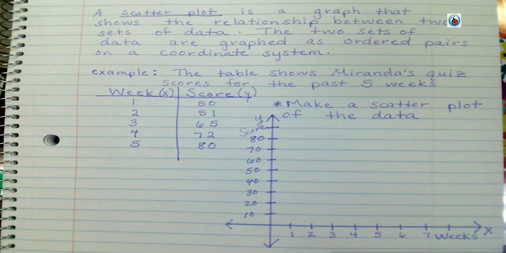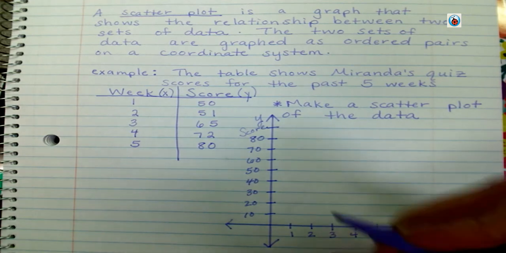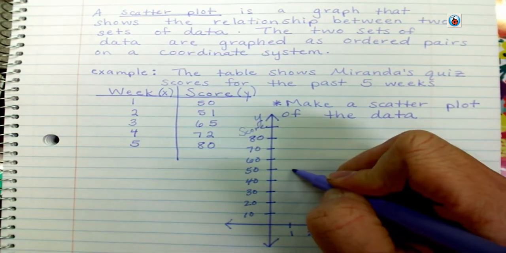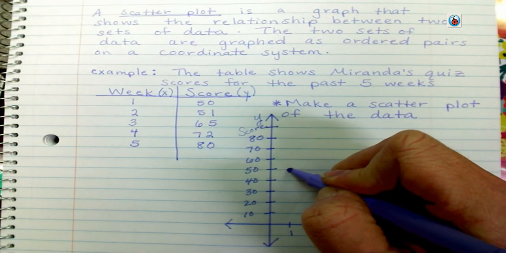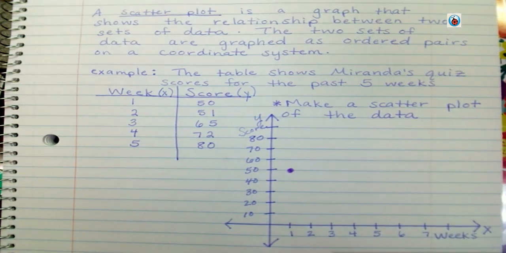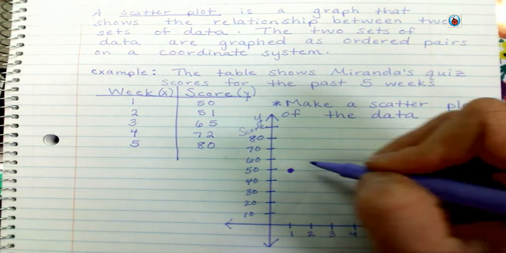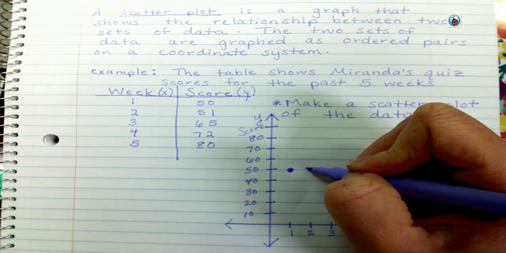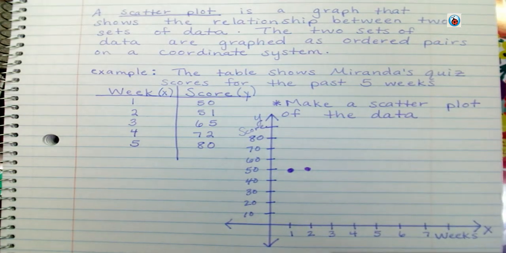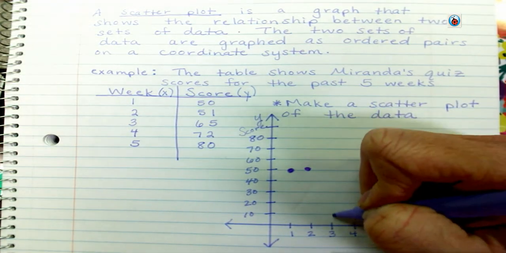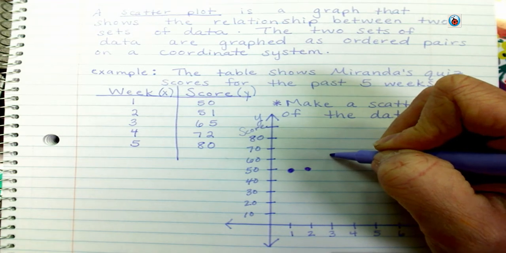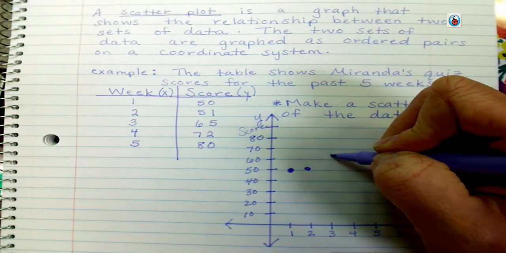Okay. So week 1, her score was a 50%. So week 1, 50%, and I plot that point right there. Week 2 was a 51%, so week 2, barely going up above the 50. Week 3 was 65%, so week 3 I'm going to go up to 65. That's halfway between 60 and 70.